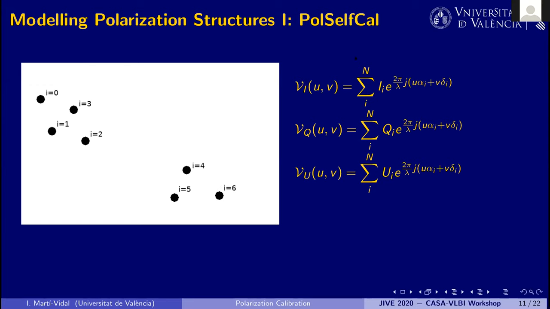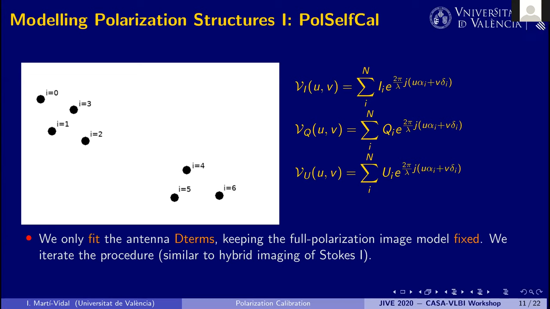So the approach we follow with this pol self-cal is to fix the fractional polarization from your clean model. You clean Stokes I, Q, U, and V, then you fix the clean model in all Stokes parameters, and you just fit for the D-terms. You hope that the source polarization will not depart much from the true source brightness distribution. This is basically the same as what we do with Stokes I when we perform hybrid imaging. It is like self-calibration, but instead of solving for the gains, we solve for the D-terms. It's the same philosophy: fixing the source and then fitting for the instrumental polarization.